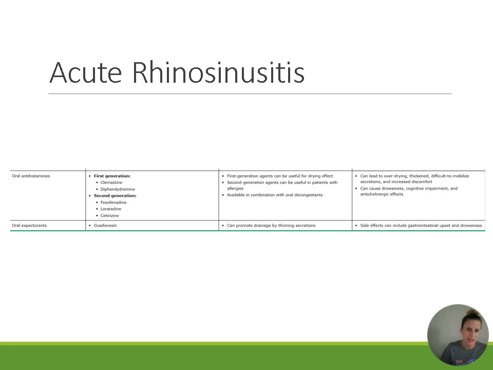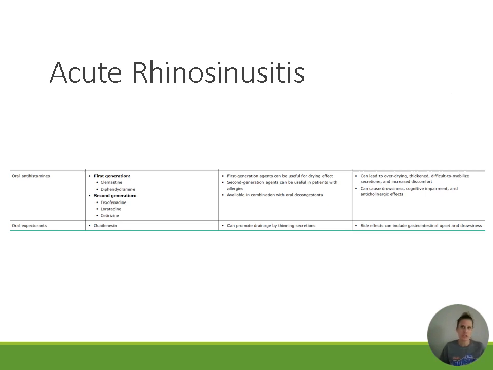Here we just see some other agents, for example, antihistamines. Sorry, this chart kind of got pushed to the side a little bit, but you guys have it on your PowerPoint. This is just showing us the antihistamines. Antihistamines are helpful if the person has a lot of allergies. So if they have allergic components to their rhinosinusitis, then antihistamines are helpful for that.